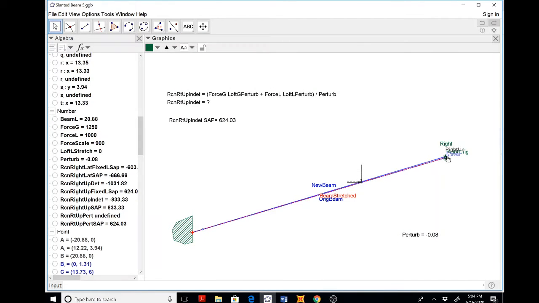Hello fans of GeoGebra. We have a new problem once again. It's more complicated in real life, but it's not more complicated with the Müller-Breslau method.